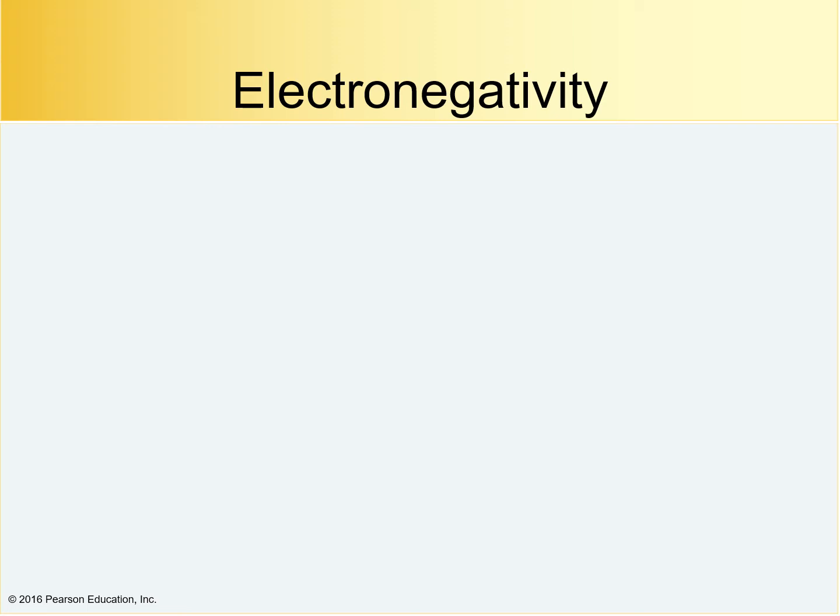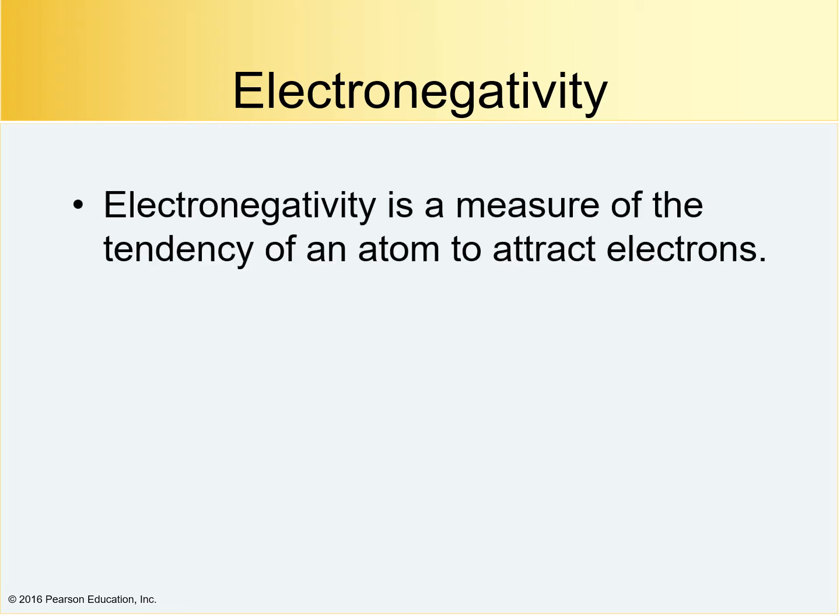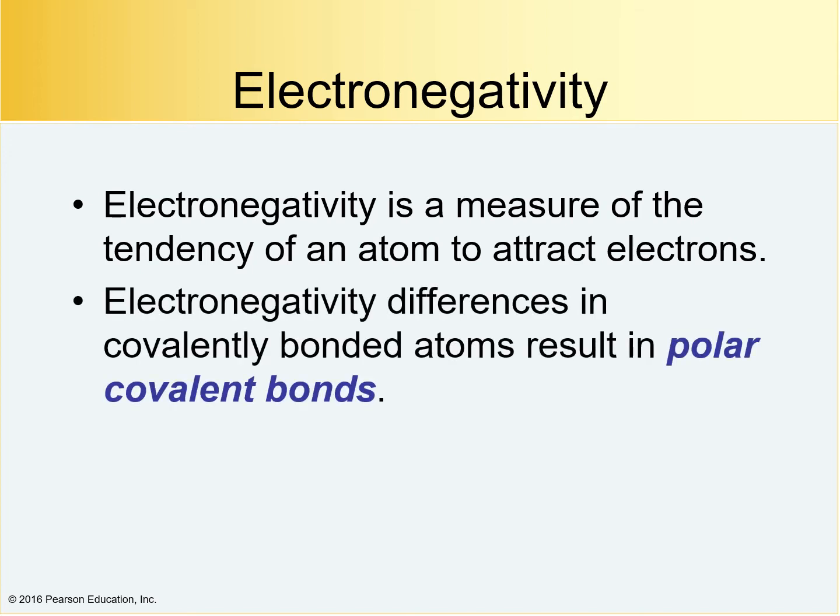So as I said, electronegativity is the measure of a tendency of an atom to attract electrons. And when two atoms that share a pair of electrons, or two atoms that share a covalent bond, have differences in electronegativity, then they're not sharing those electrons equally. The more electronegative atom is going to pull harder on that pair of electrons. It's going to be kind of greedy and want all of the electrons for itself. So we say that those kinds of bonds where you have a difference in electronegativity are polar covalent bonds.